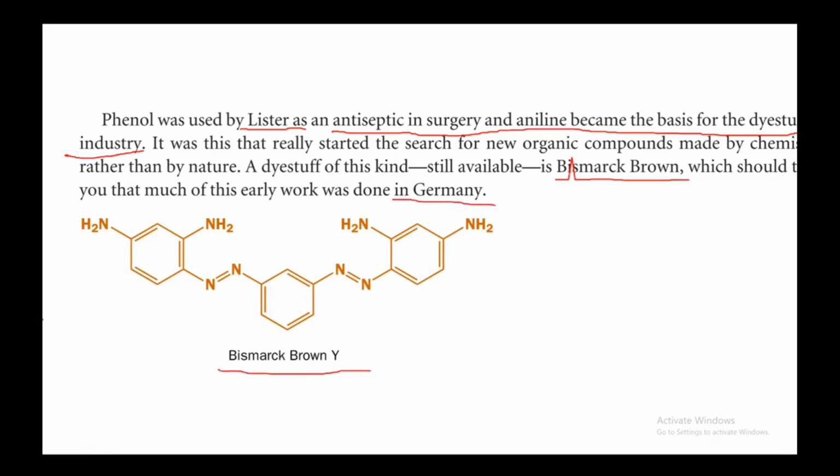Bismarck brown, why? This is a dye which contains this azo group, and this is the NH2, this one is NH2, amine group, and this is the dye. This is called Bismarck brown Y dye.